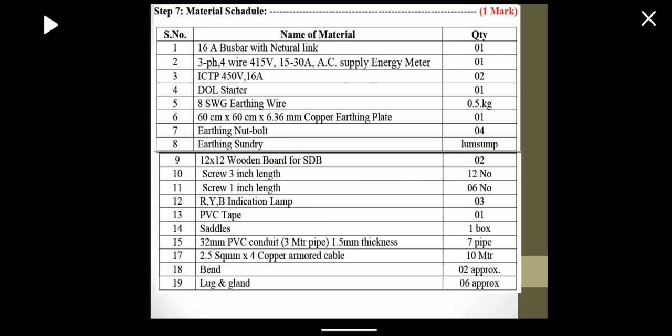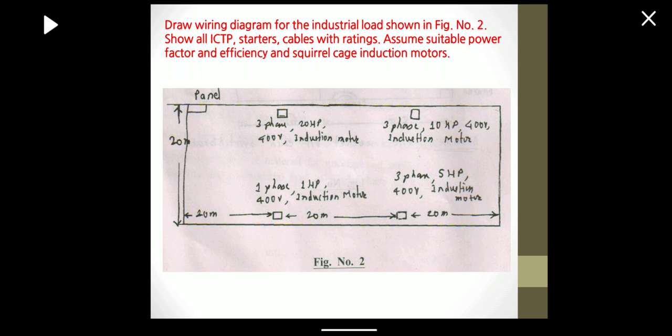Then PVC tape 1, saddle 1 box, 32 mm PVC conduit of 1.5 mm thickness, 2.5 square mm into 4 copper armored cable is 10 meter, bend 2 approximately. Then lug and gland is 6 approximately.